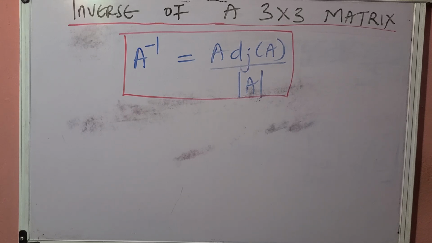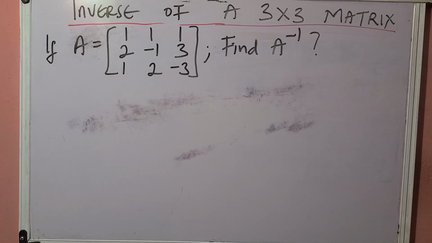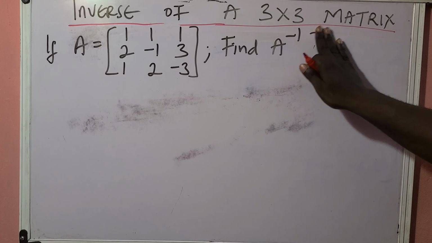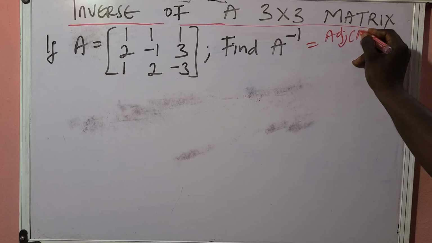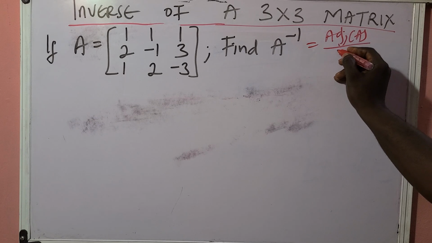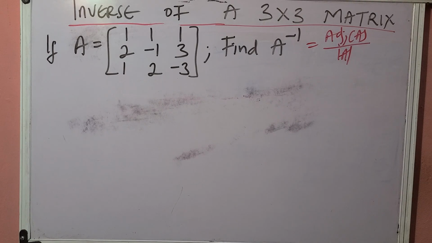All right, let's solve a question very quickly so you can get more understanding. Looking at this beautiful matrix, we're told to find the inverse of matrix A. So the inverse of matrix A will obviously be the adjoint of matrix A over the determinant of matrix A. So we can go on to first find the determinant of matrix A very quickly.